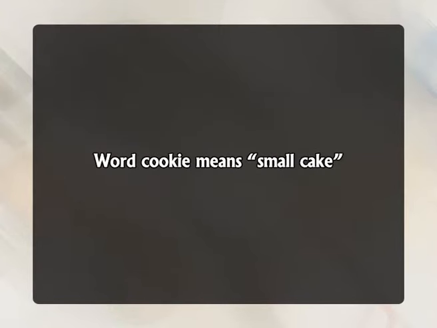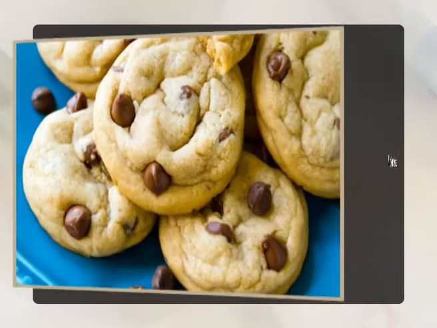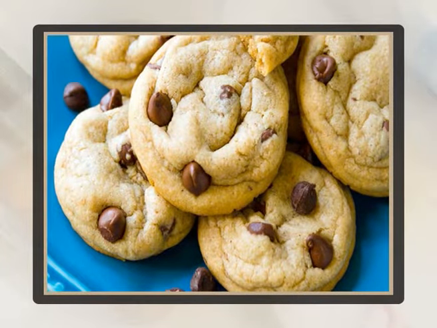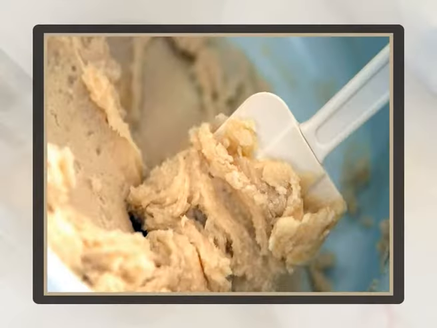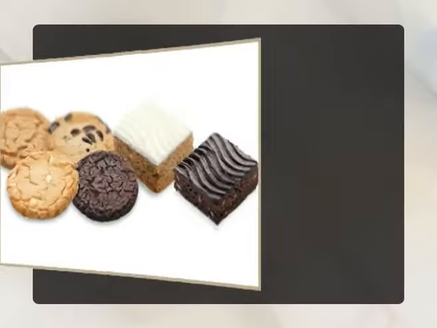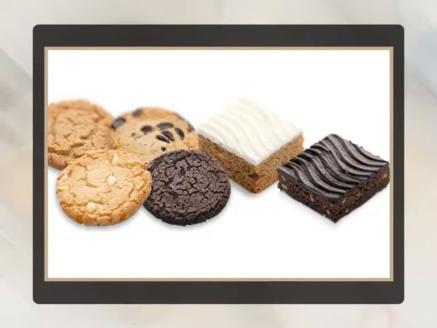The word cookie means small cake. Few cookies are made from cake batter. Most cookie formulas have less liquid than cake formulas. Cookie dough ranges from soft to very stiff, unlike the thinner batters for cakes. The difference in moisture content makes the mixing methods also different, though the basic procedure remains similar to cakes. The major difference between cakes and cookies lies in their makeup.